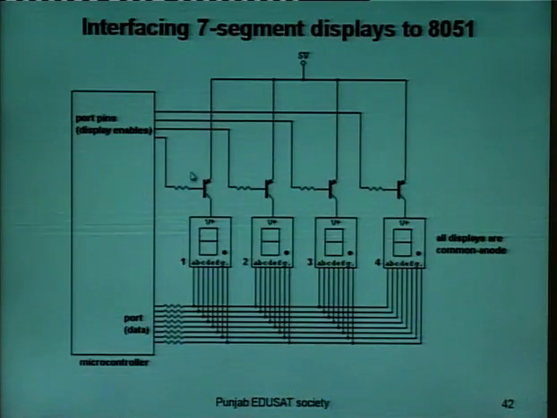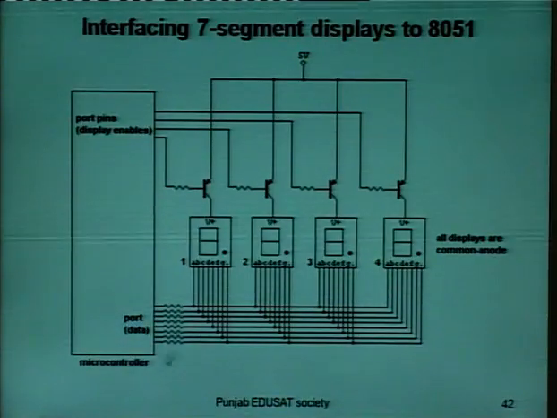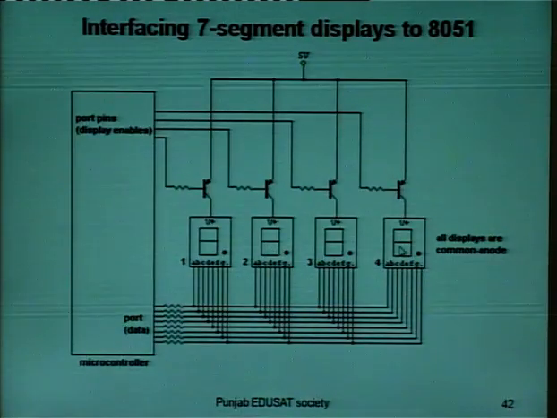Here there are 4 displays, so 4 pins are required. If more than 4 displays are used, they take advantage of persistence of vision. They are time multiplexed. They appear continuous, but they are not continuous. First of all, this one is on, then the next, and the next.